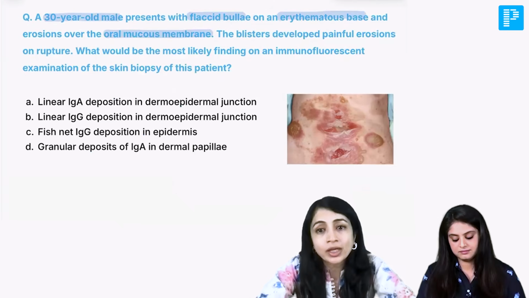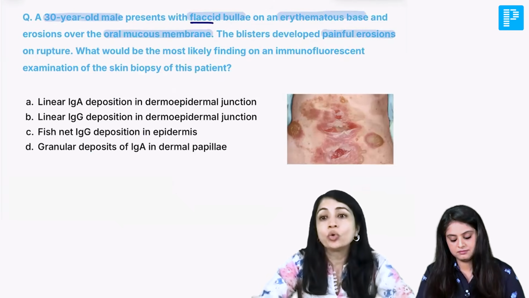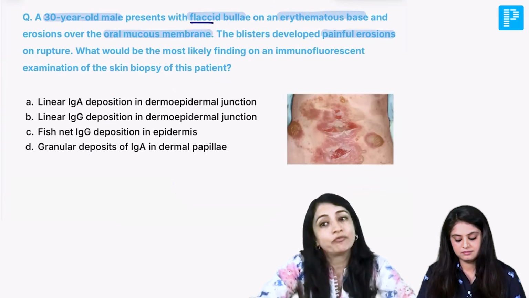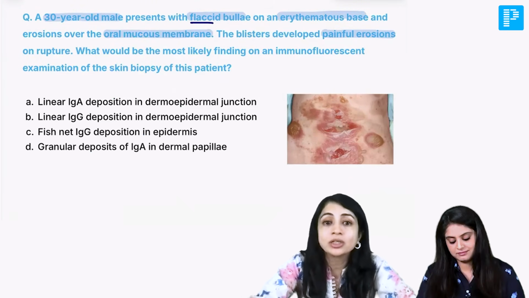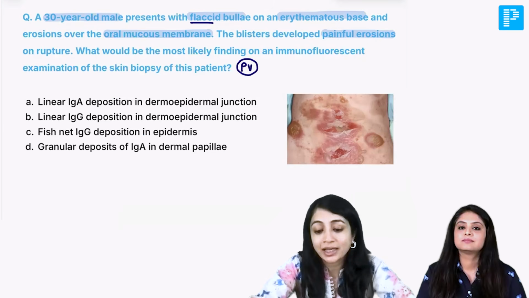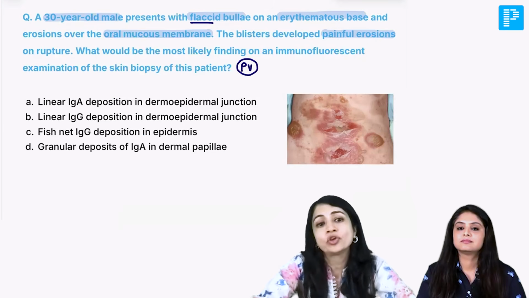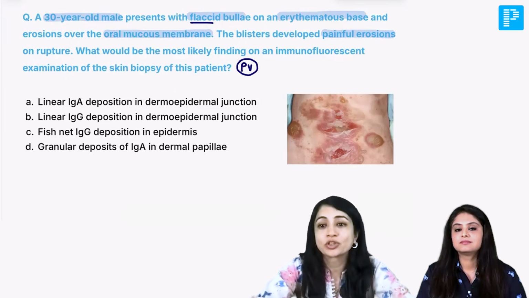And so, looking at the question, you know there are flaccid lesions, there are oral erosions. We know now that the diagnosis is pemphigus vulgaris. We discussed it in the previous question. But the question here is not about the diagnosis. They are asking you what is the most likely finding on an immunofluorescent examination of skin biopsy of this patient. So, Dr. Preeti, over to you.